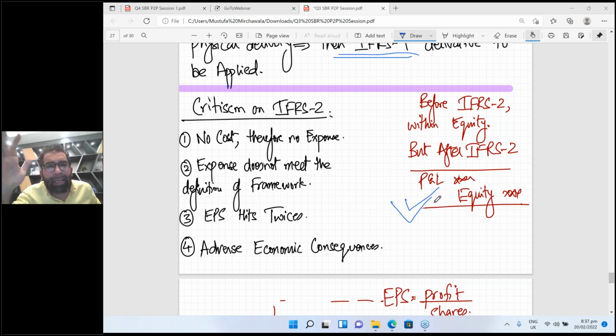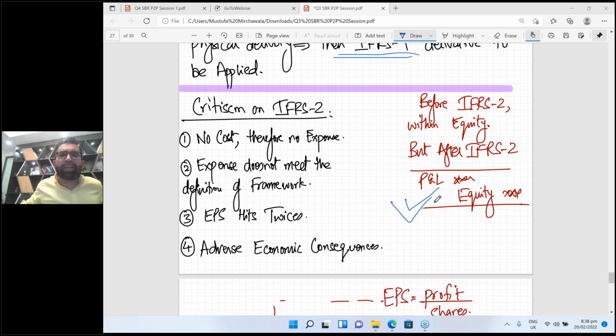Because every time you don't go to see the IFRS book, sometimes you use your common sense. IFRS is more about common sense. They are made by humans, and these humans gave real arguments. In the end of the class, I'll guide you to do only reading. Now you don't have to do anything except reading. That's it. Now the first criticism is no cost, therefore no expense.